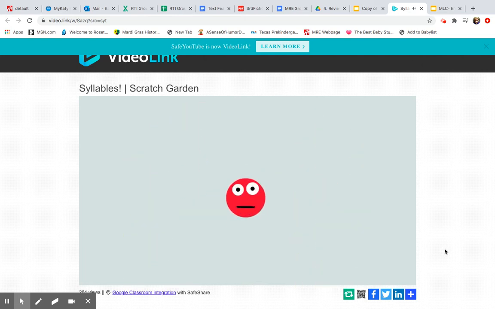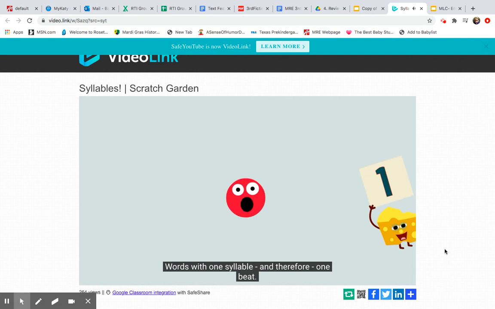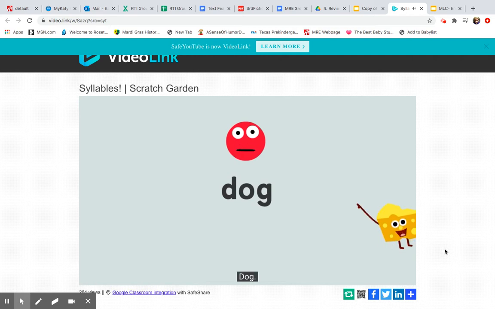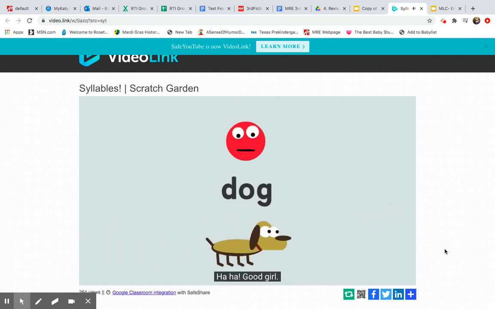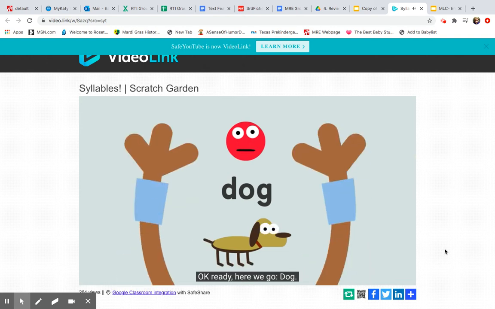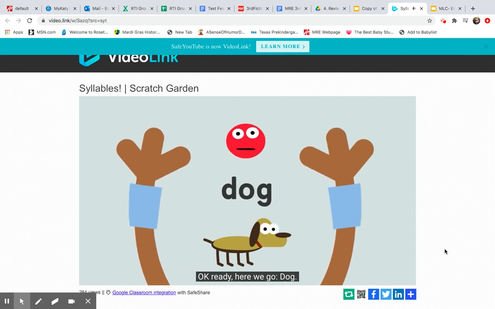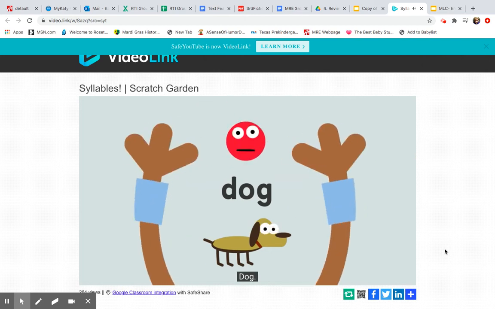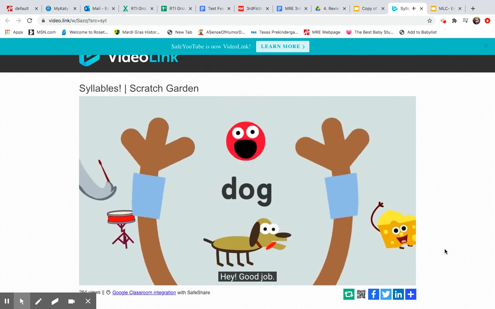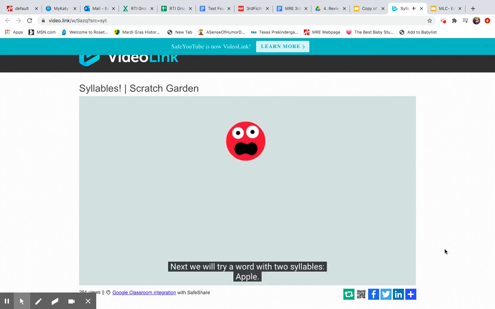Now let's try it with some words. We start with the easy ones. Words with one syllable and therefore one beat. The first word is dog. Dog. Dog. Dog. I said dog. Ha ha! Good girl. Now everybody clap your hands to make one beat when I say the word dog. Okay, ready? Here we go. Dog. Dog. Dog. Dog. Dog. Dog! Hey! Good job. Next, we'll try a word with 2 syllables.